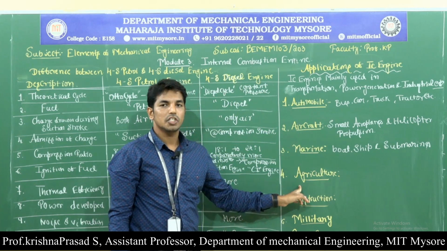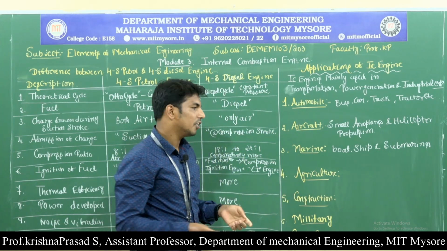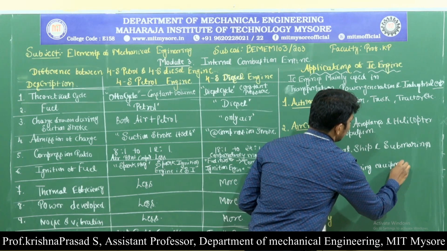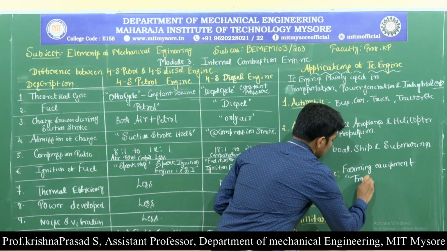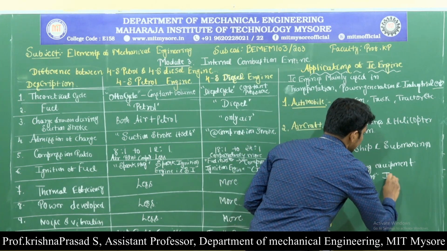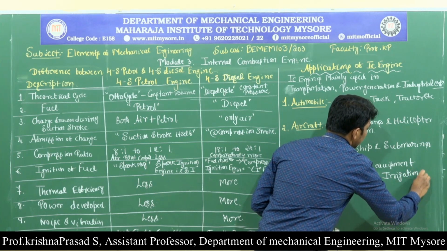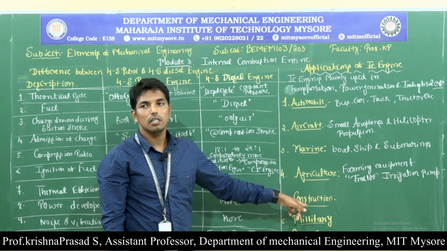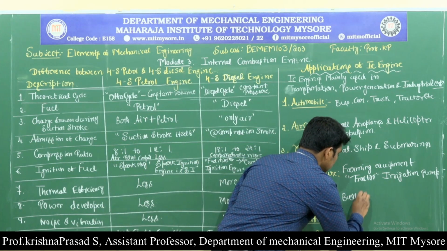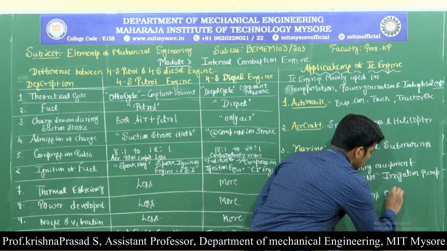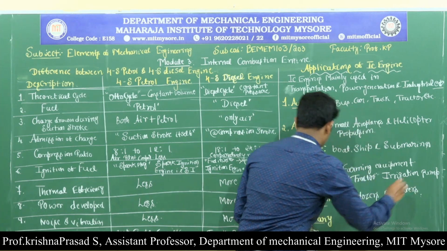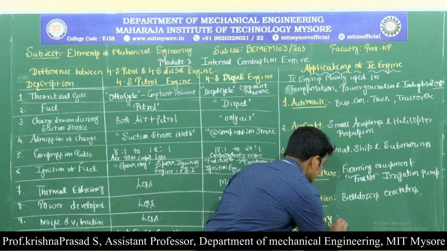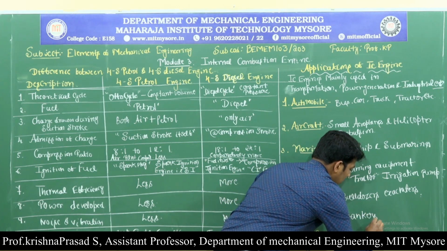And next one is agriculture. The internal combustion engine is also used in agriculture applications in order to run farming equipment. What are the farming devices? Like tractors as well as irrigation pumps. Next one, construction. Construction applications also require internal combustion engines in order to run bulldozers, excavators, etc. Next, military applications. The internal combustion engine is also used in military applications such as tankers and aircraft.